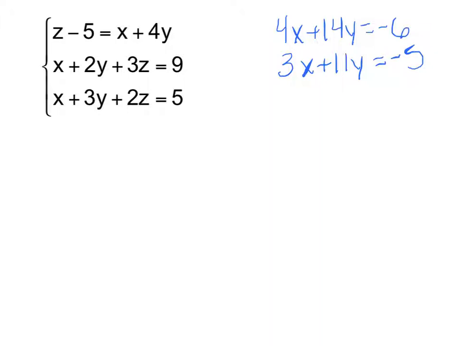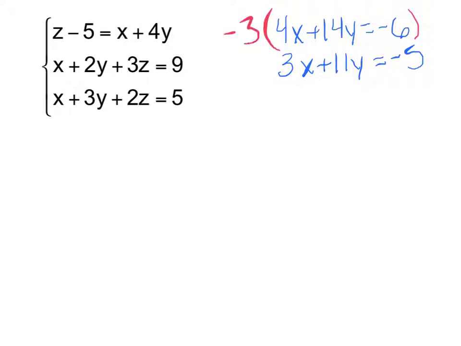Alright, looking at our two-variable system, I think I'm going to use elimination on this one. I'm going to try to eliminate the x's. Those are smaller numbers. I have 4 and 3, so opposites would probably be 12 and negative 12. Doesn't matter which you make the negative one, I'm going to make the top negative.